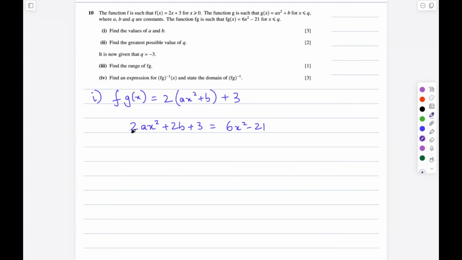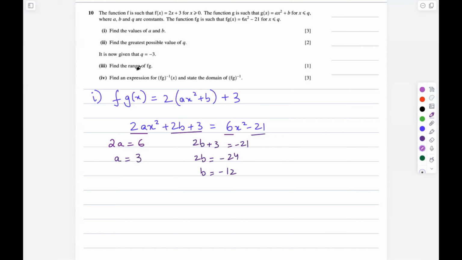Now comparing the coefficients, on the left hand side the coefficient of x squared is 2a, on the right hand side it is 6. So 2a equals 6 and a equals 3. The constant term on the left hand side is 2b plus 3, so we can write 2b plus 3 equals minus 21. So taking 3 to the right hand side, 2b equals minus 24 and b equals minus 12. So the values of a and b are a equals 3 and b equals minus 12.